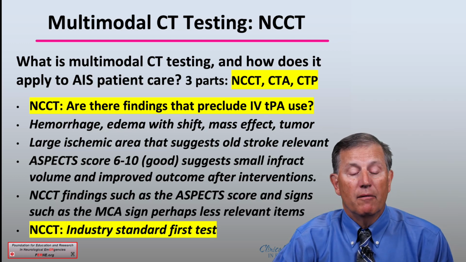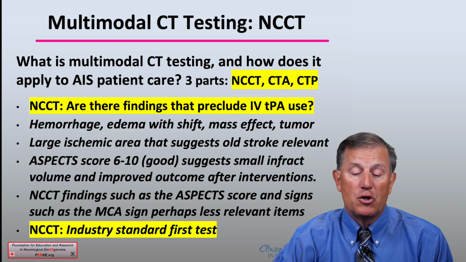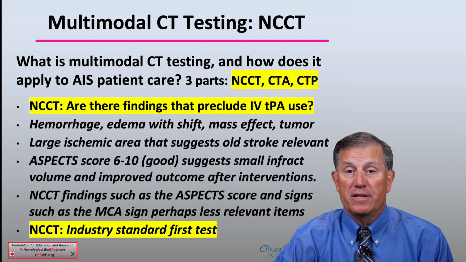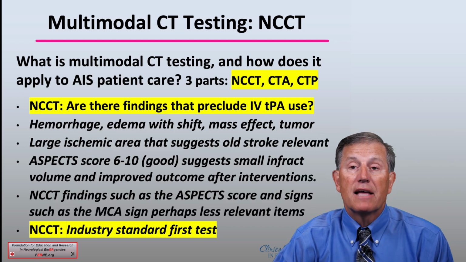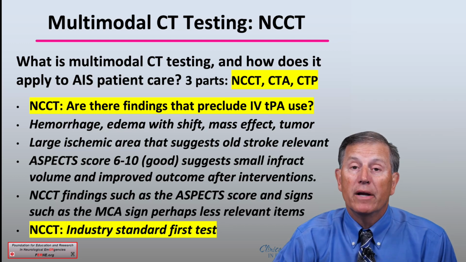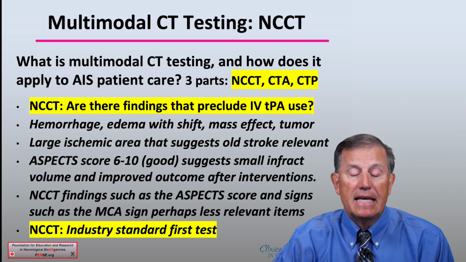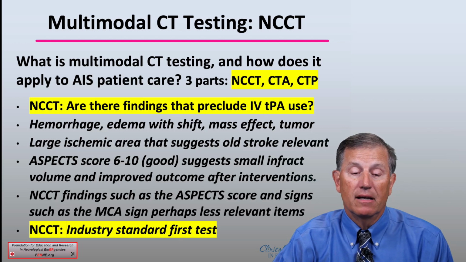But bear in mind that the non-contrast CT findings, such as the ASPECTS score and signs such as the dense MCA sign, which is a clot present and visible in the middle cerebral artery, are less relevant than the first items we listed, which are those that would preclude the use of thrombolytic therapies. So in summary, the non-contrast CT is the industry standard first test and first component of multimodal CT testing.